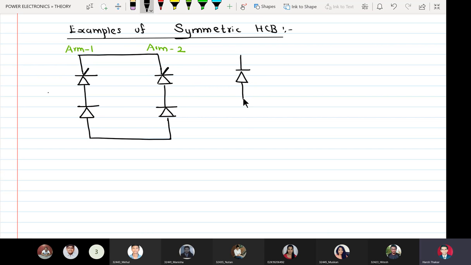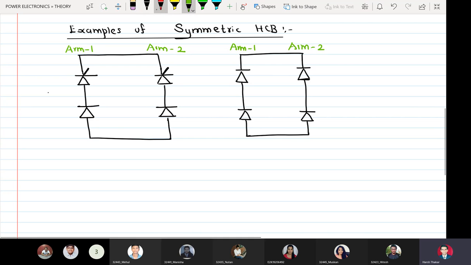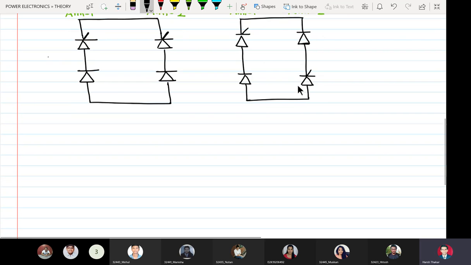Similarly, we will take some more examples. So first, draw diodes in place of all 4 switches. Again arm 1, arm 2. This is another arrangement. Again, arm 1 has an SCR, and arm 2 has an SCR. The only thing is that now it is down, previously it was up. A few more examples of symmetric HCB.